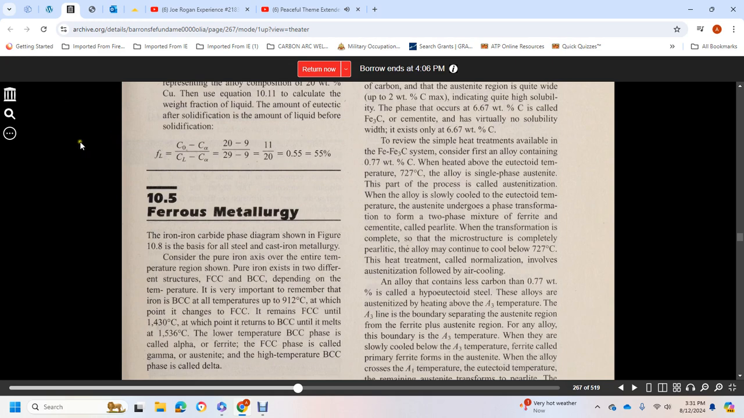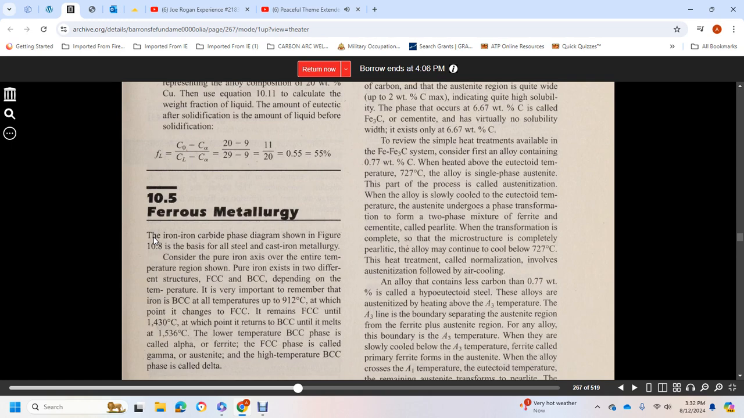Alright, the iron and iron carbide phase diagram is shown in figure 10.8, the basis of all steel and cast iron metallurgy. Consider the pure iron axis. Over the entire temperature region shown, the pure iron axis exists in two different structures, FCC and BCC, depending on the temperature. Remember that iron is BCC at low temperatures up to 912 degrees Celsius, at which point it changes to FCC.